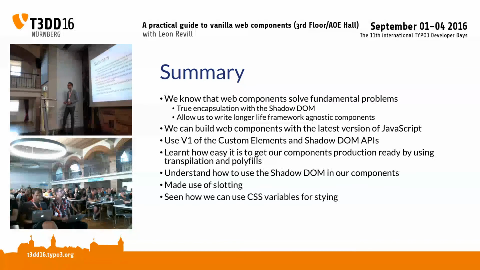So we understand how to use those to build our web components. We've learned how easy it is to get our components production ready by doing the transpilation and also using the polyfills which are available to us. We've understood how to use the shadow DOM in our components. We've made use of slotting, and we've also used CSS variables for styling to be able to make our components themable.